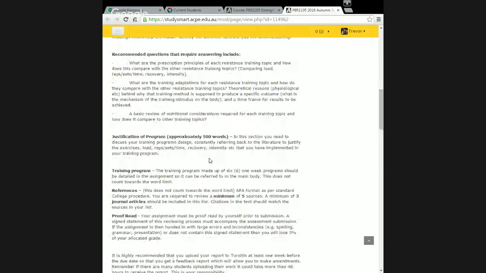Then you have your justification of your program. In this program, we're looking to increase a person's overall strength, so we're following the program as set by Smith and Jones in their paper. You're required to review a minimum of 5 sources. 3 journal articles should be included in this list.